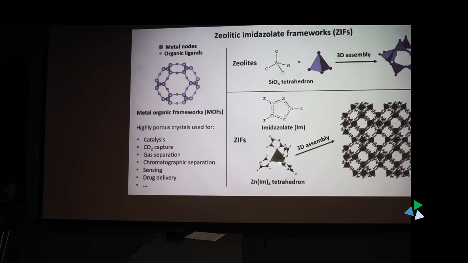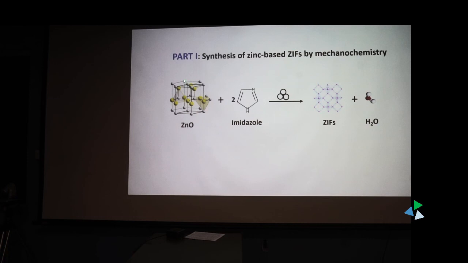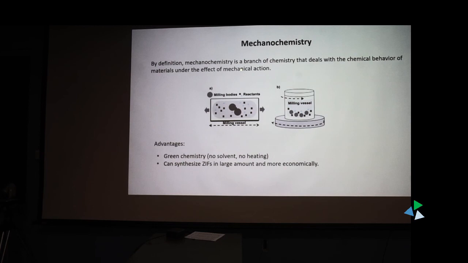So let's start with part one. So the synthesis of zinc-based ZIFs by mechanochemistry. First, what is mechanochemistry? So by definition, you can find this on Wikipedia. It's a branch of chemistry that deals with the chemical behavior of materials under the effect of mechanical action. So we use a reactor. A mechanochemistry reactor looks like this or this. When I visited McGill University, where they work, they do a lot of mechanochemistry. I think I've seen this kind of reactor.